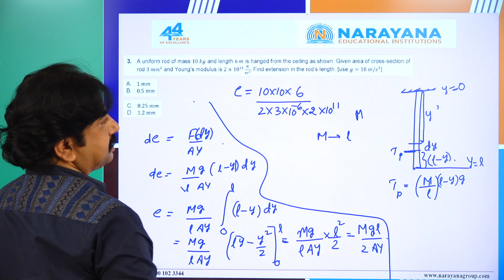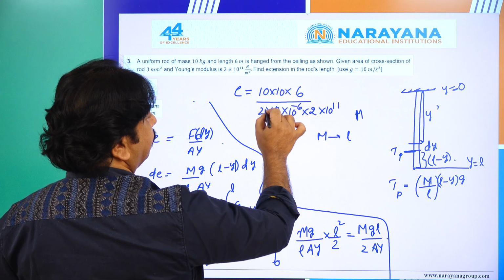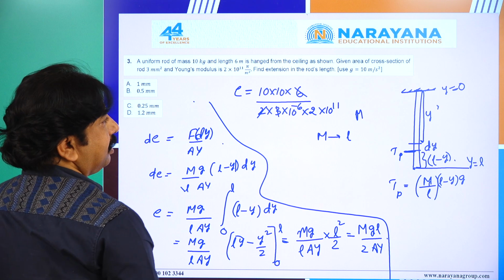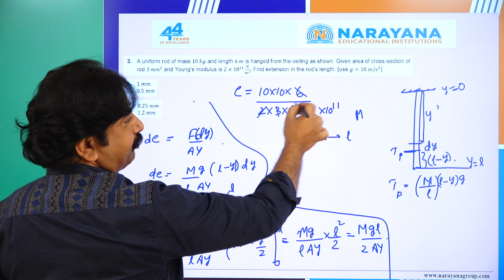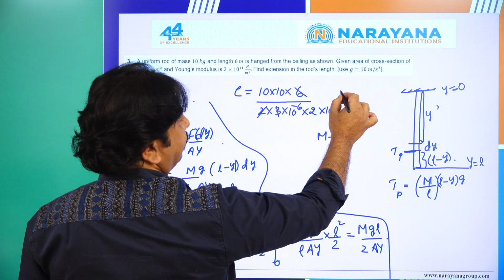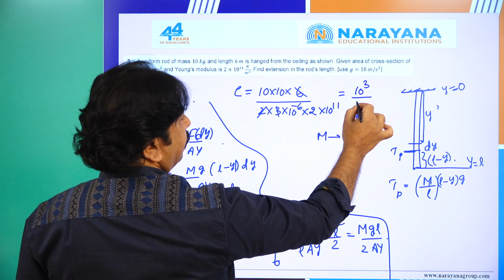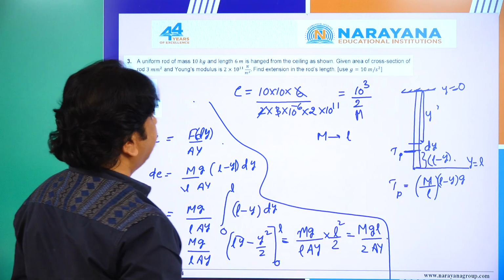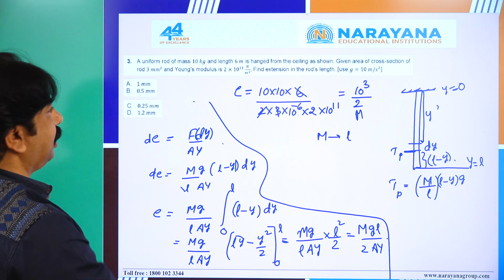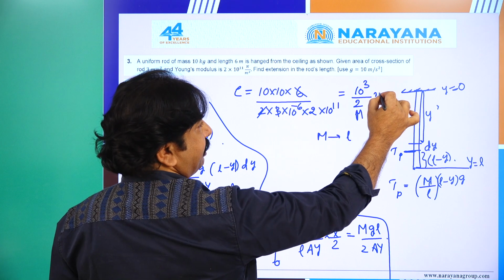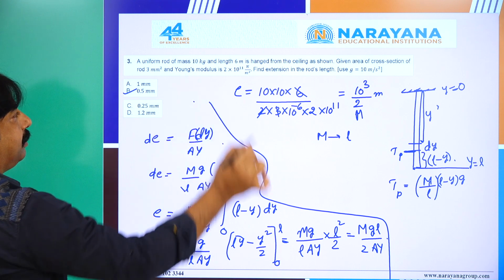So after the calculations, this 2 and 2, this 3 and this 3, and this 2, this 6 gets cancelled. Now the final one: 10 to the power of minus 6, 10 to the power of 11, 10 to the power of 5. So this is 10 square. Finally we can write 10 cube by 2, which is 0.5 millimeter. So option B, 0.5 mm.